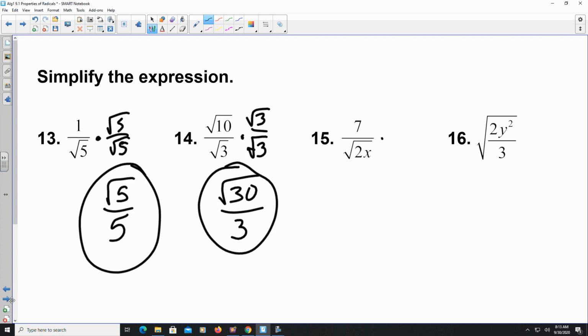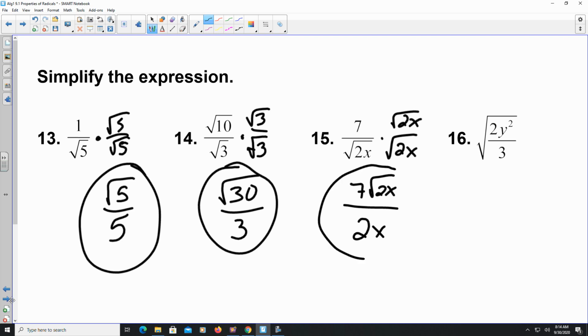Here, you're going to be multiplying by square root of 2x over square root of 2x. On the bottom, it's 2x. On the top, it's going to be 7 times the square root of 2x, because the 7 is on the outside of the radical, and you just multiply them together. Okay?